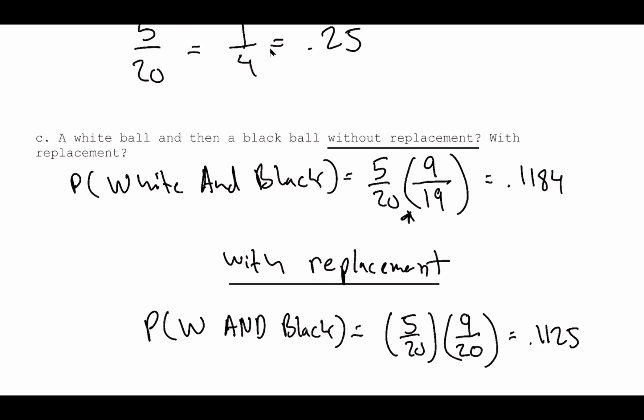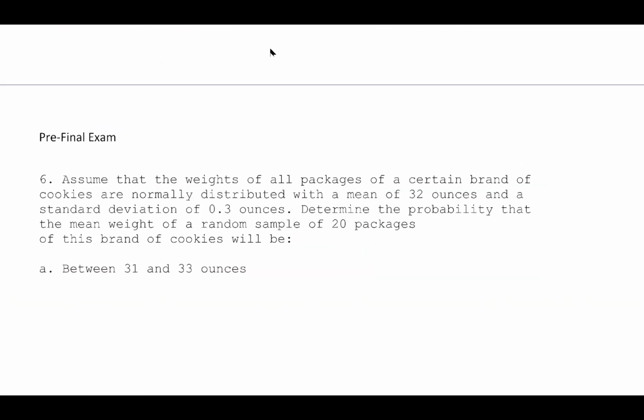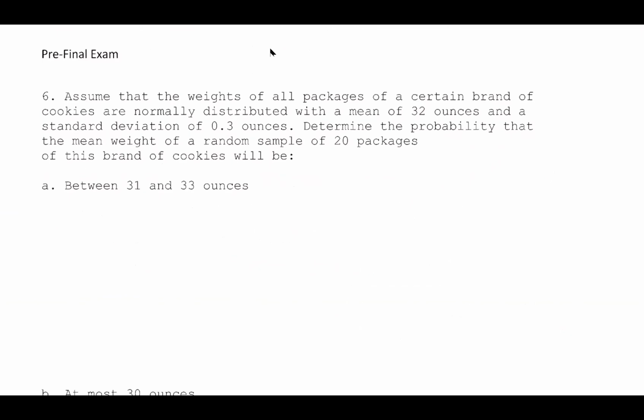All right. So let's do this one. It says, assume that the weight of all packages of a certain brand of cookie are normally distributed with a mean of 32 ounces and a standard deviation of 0.3 ounces. Determine the probability that the mean weight of a random sample of 20 packages of this brand of cookie will be, and then you have to do all of those. All right, so first thing you have to do is just read the problem.